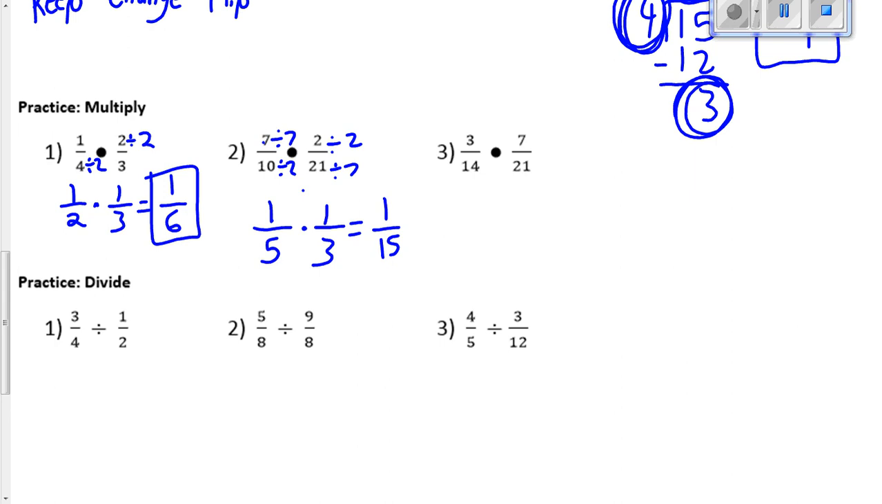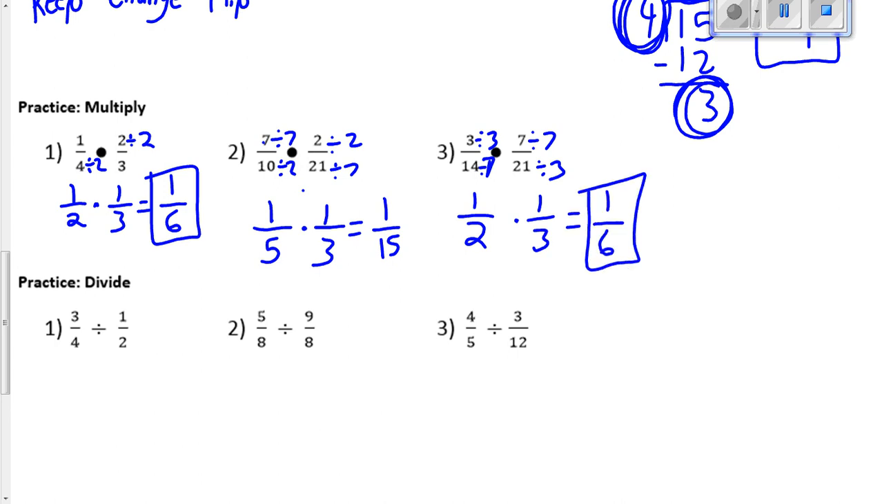All right, let's look at this next one. I noticed that 7 and 14 are both divisible by 7. So 7 divided by 7 is 1, 14 divided by 7 is 2. But I also noticed 3 and 21 are divisible. So that's going to be 1/2 times 1/3, which is just going to be 1/6. All done. Please make sure you correct your answers if you got them wrong. All right, let's look at the next one.